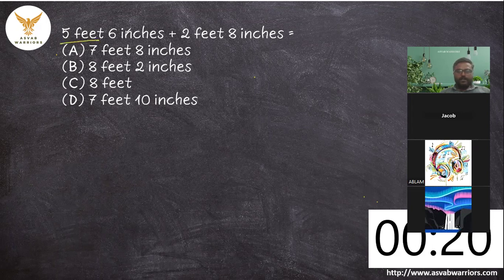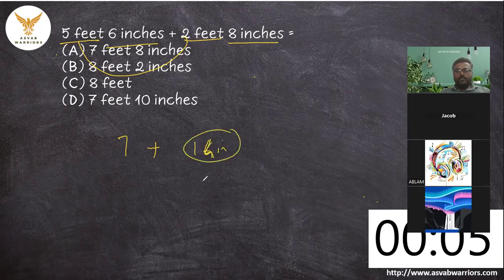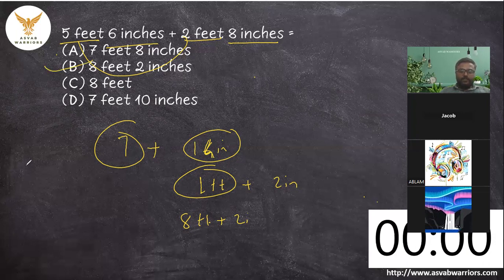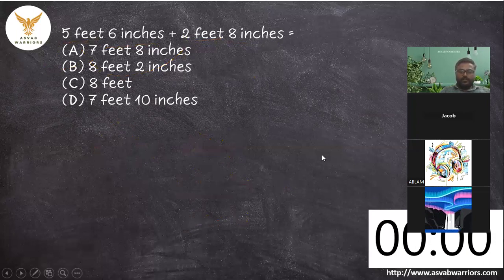Yep, so you add the feet first. 5 plus 2 is 7. Then 6 plus 8 would be how much? We have 14 inches. So 14 inches will be nothing but 1 foot plus 2 inches. So 7 plus 1 would be 8 feet plus 2 inches. So we have option B as the answer. Let's move on to the next question.